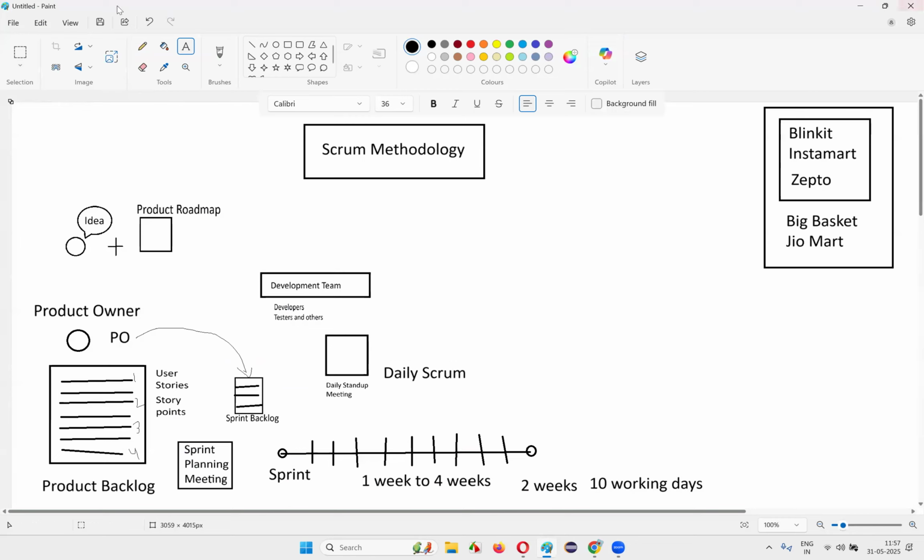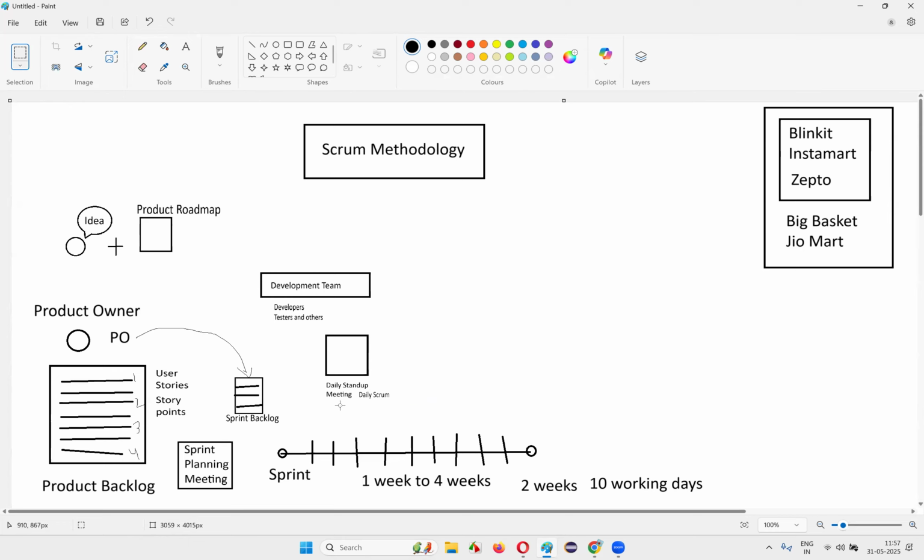Some people call it a daily stand up meeting. Some people call it daily scrum. Both are the same. Anything is fine, guys. Everyone type in the chat box: daily stand up meeting or daily scrum meeting.